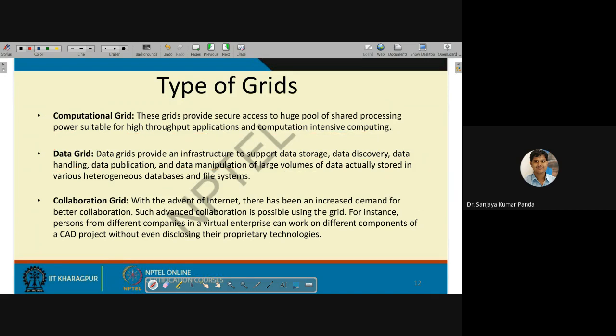There is another grid that is called the collaboration grid. Collaboration grid means, as I told you about two different organizations, organization A and organization B, they need to collaborate with each other to execute a particular application because individually their resources are not sufficient. So there has been an increased demand for better collaboration. Such advanced collaboration is possible using grid. For example, persons from different companies via a virtual enterprise can work together on different components of a computer aided design project, and they don't even disclose their proprietary technology.